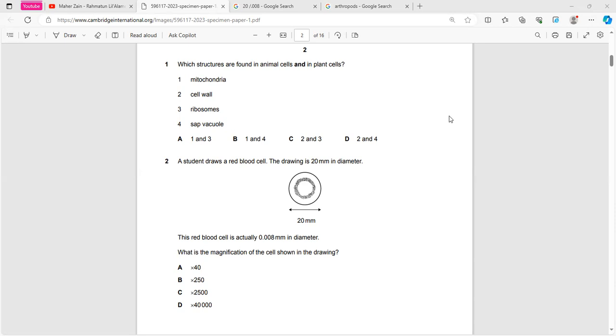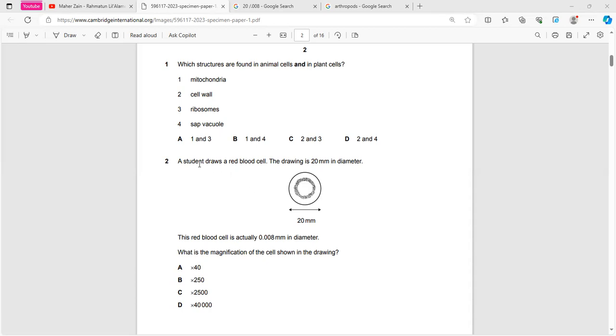Coming to question number 1, we have to find out the structures which are similar in both animal and plant cells. We know that both ribosomes as well as mitochondria are present in both animal and plant cells. Cell walls are only present in plants as they are responsible for the turgidity in plants. Ribosomes are involved in protein synthesis and mitochondria help in energy production.